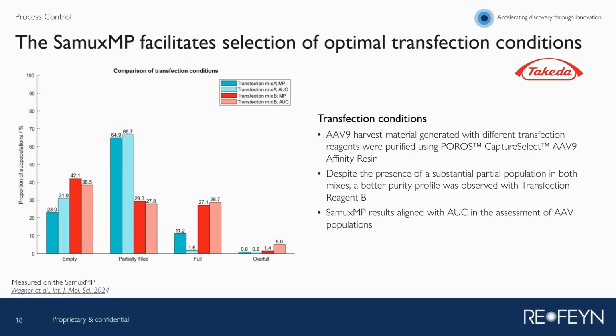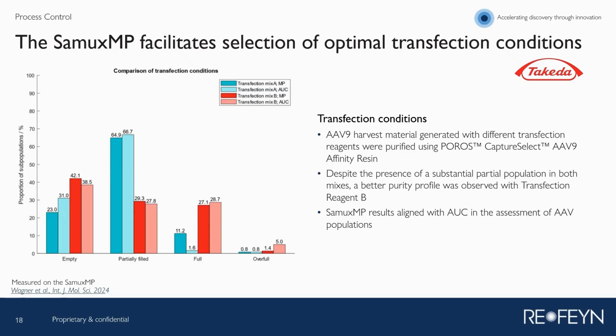As you can see from the bar chart on the left, both transfection mixes generated a substantial amount of the undesired capsids, which are your empties and partials. Although that is the case, the purity profile obtained from transfection mix B was much better than that obtained from transfection mix A. This is solely interpreted from the percentage of fulls calculated between the two transfection mixes.